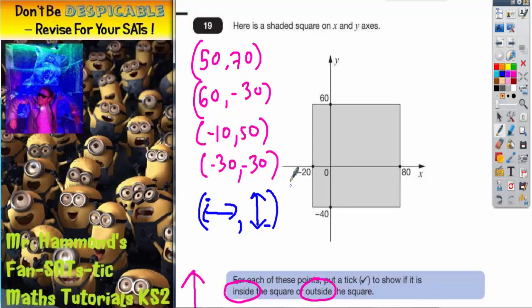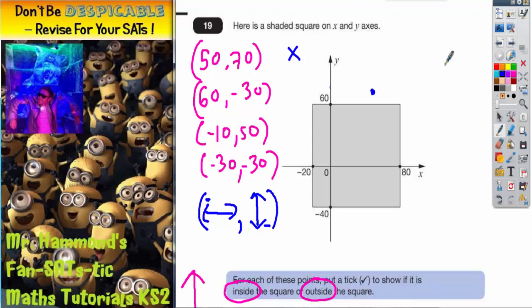Now all we need to do is check each coordinate. So 50, 70, start at 0, 50 is positive, so we'll be going to the right, and we'll be going to 50, so we haven't reached this 80 yet, and 70 up, so 50 would be about there, 70 up would take us past the 60, so the first coordinate would be about there, 50 across, and 70 up would take us over the 60, above the 60. So 50, 70 is not going to be inside the square. It's going to be above this line here.